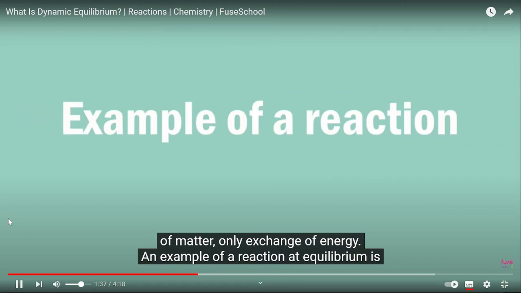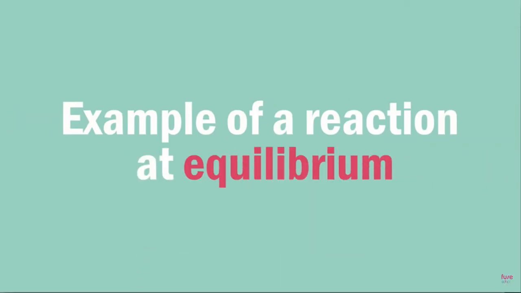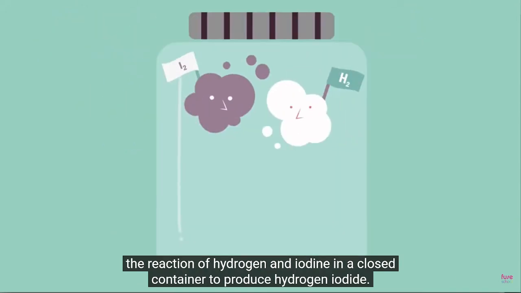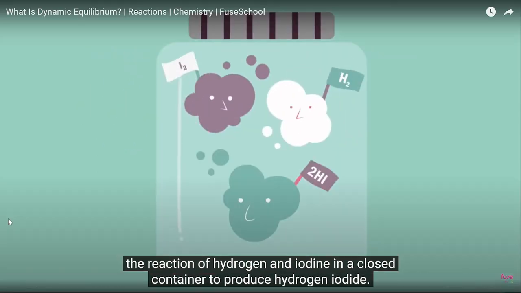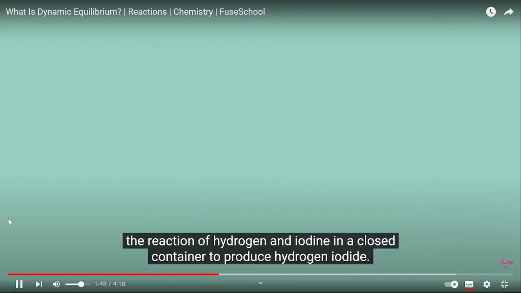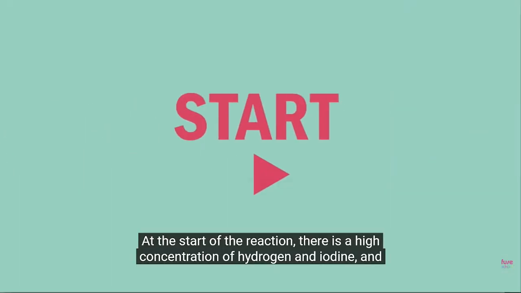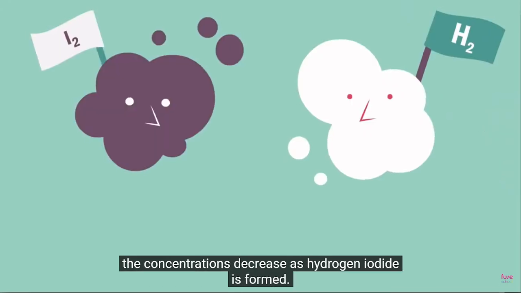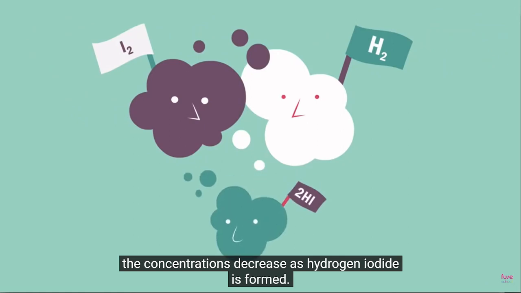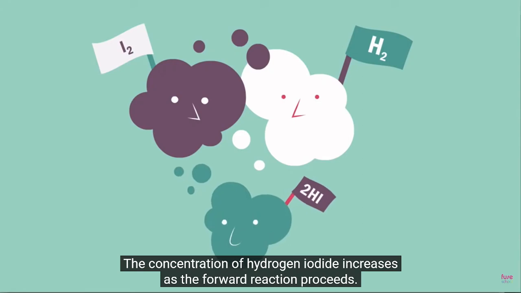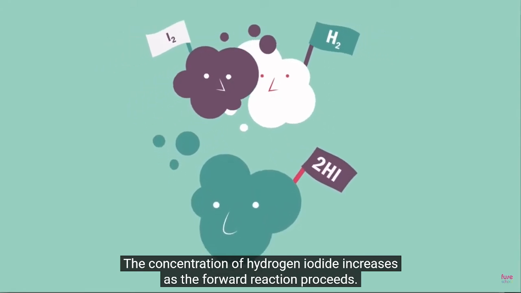An example of a reaction at equilibrium is the reaction of hydrogen and iodine in a closed container to produce hydrogen iodide. See, we've got hydrogen, we've got iodine, and we've got hydrogen iodide. At the start of the reaction, there is a high concentration of hydrogen and iodine, and the concentrations decrease as hydrogen iodide is formed. The concentration of hydrogen iodide increases as the forward reaction proceeds.